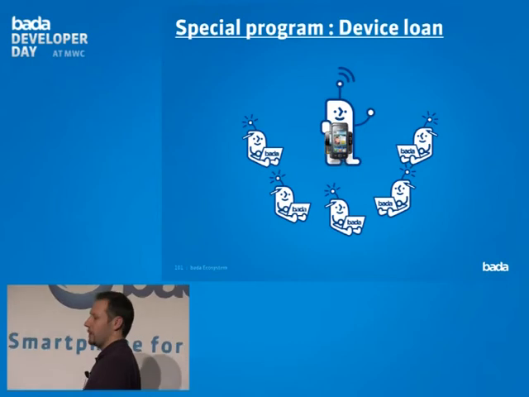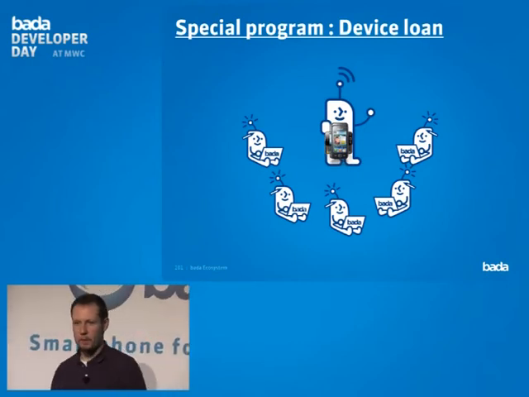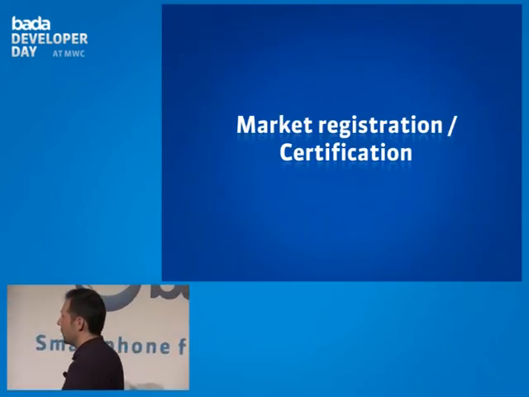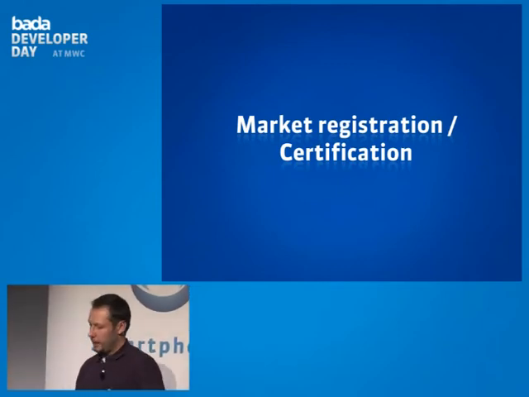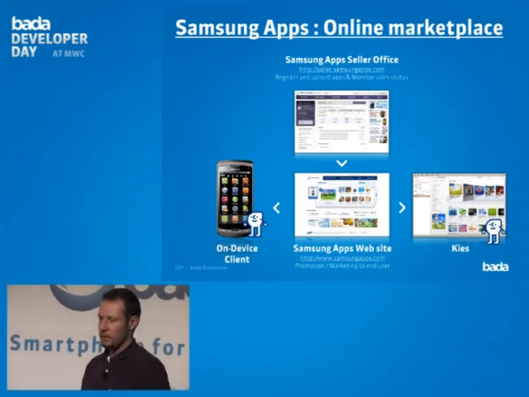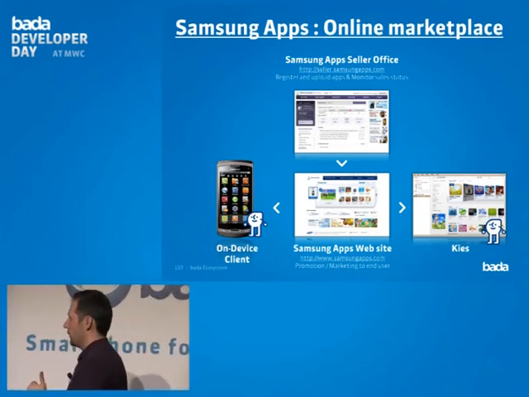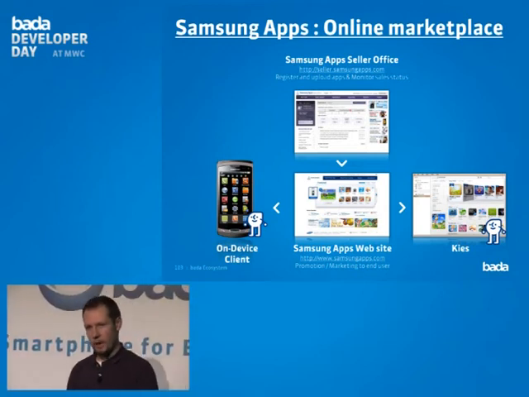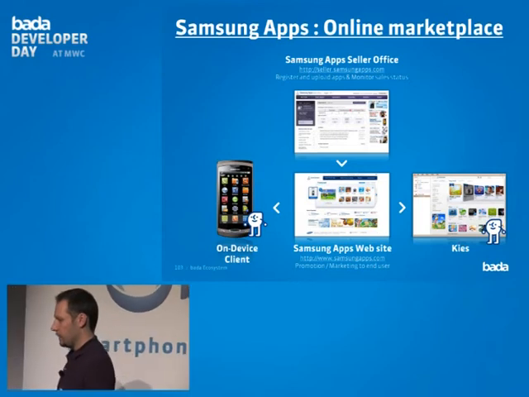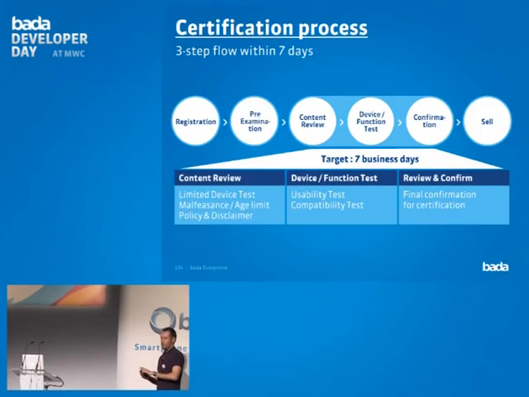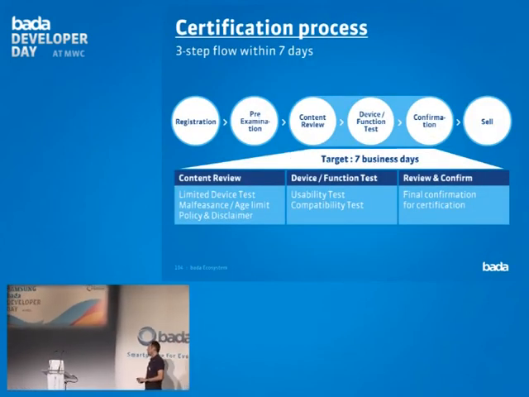Okay, so that was the first area where we provide support. The second area is then support during market registration and certification. There are 3 different channels where you can actually promote your application. This can either be on the Samsung Apps website, or it can be on the on-device client, which is shipped with every Bada phone. And the third opportunity is to use a desktop software, which is called Keys. This can also be used to distribute and promote your application.